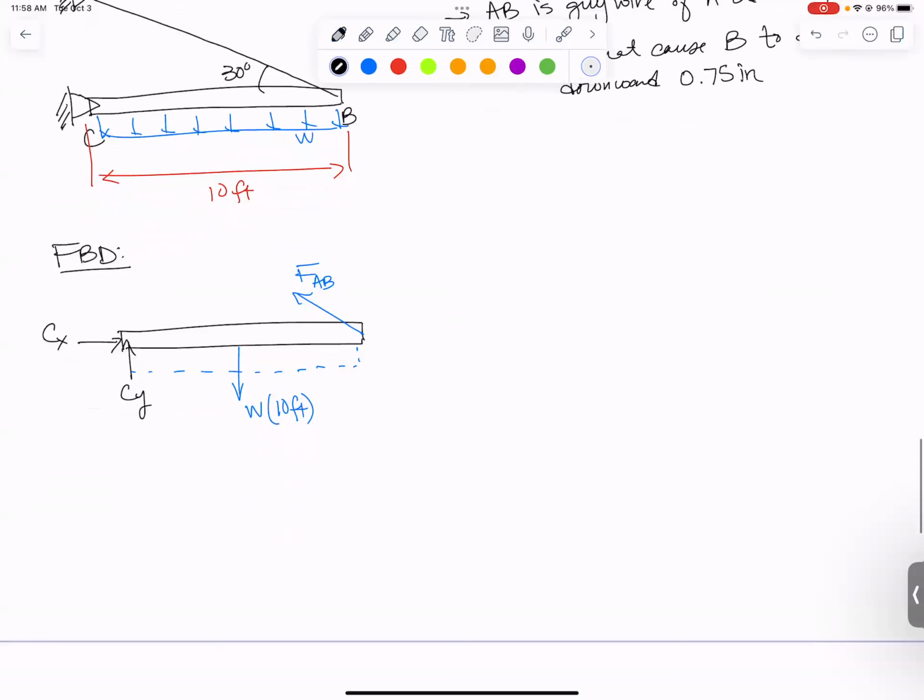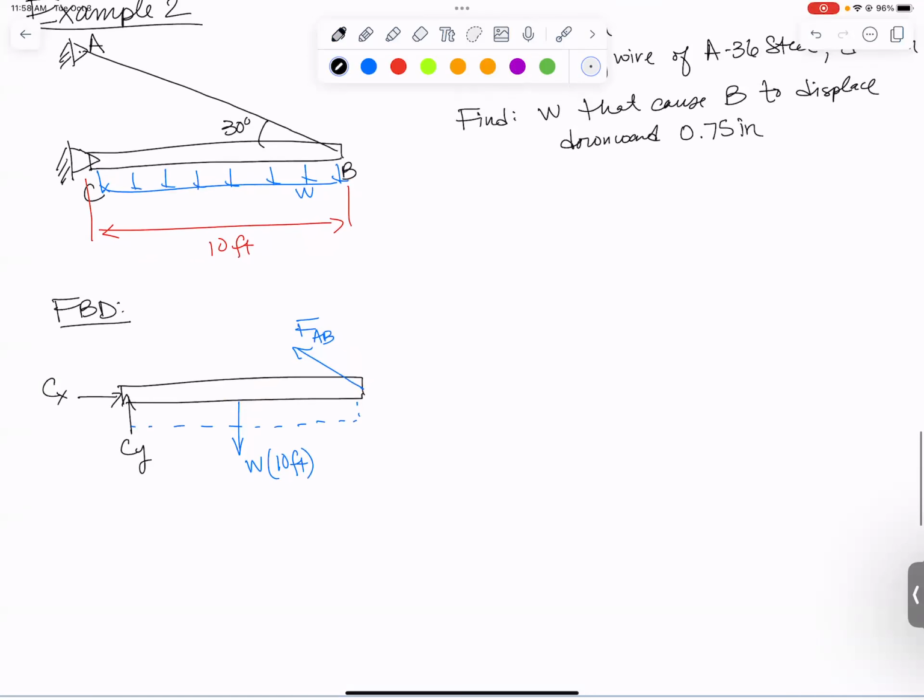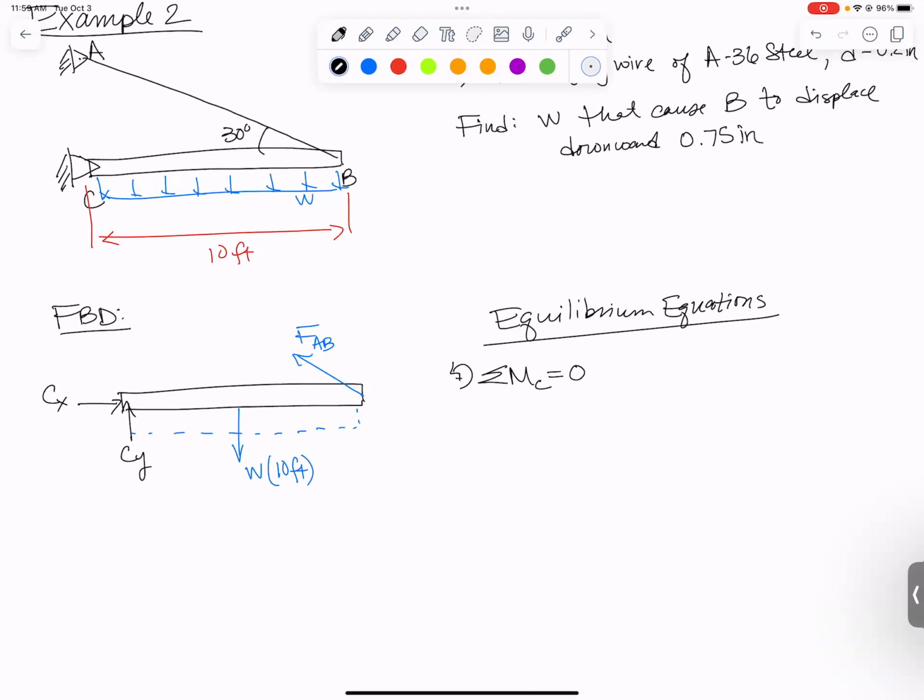And now let's see what else we can do from statics. Let's write some equilibrium equations. In fact, I'm going to save us a little bit of time and just write the one equilibrium equation that will help us solve the problem. It turns out I'm not going to ever need to know Cx and Cy. So let's just sum moments about point C. They have to equal 0. And what I was looking for here was a single equation, a relationship between FAB and W.